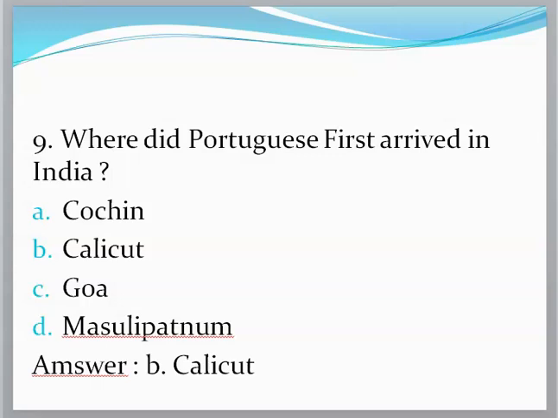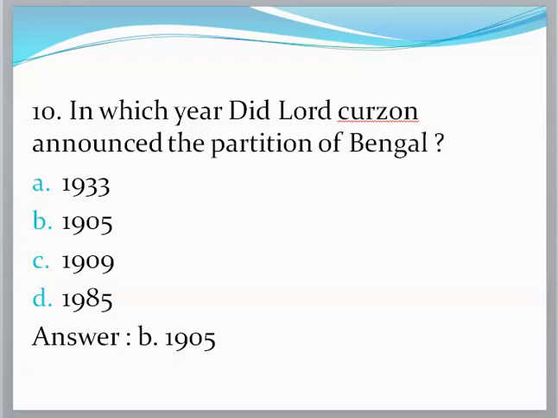Next question. Where did the Portuguese first arrive in India? A. Cochin, B. Calicut, C. Goa, D. Machilipatnam. The correct answer is option B. Calicut.